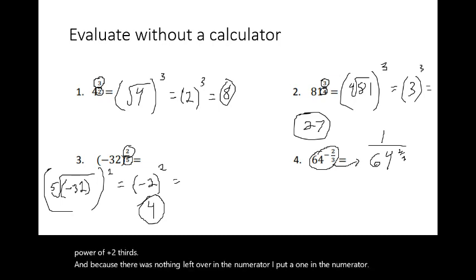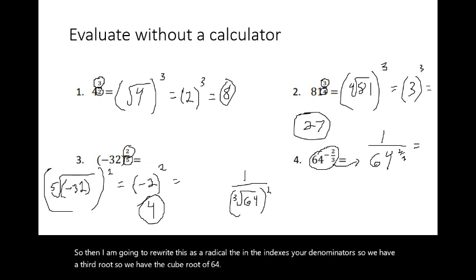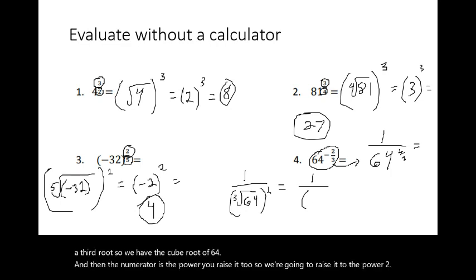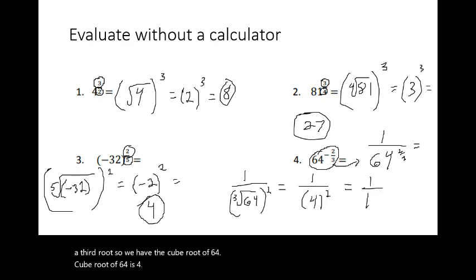So then I am going to rewrite this as a radical. The index is your denominator, so we have a third root, so we have the cube root of 64. And then the numerator is the power you raise it to, so we're going to raise it to the power 2. Cube root of 64 is 4. 4 raised to the power 2 is 16, so you get 1 over 16 for your final answer.